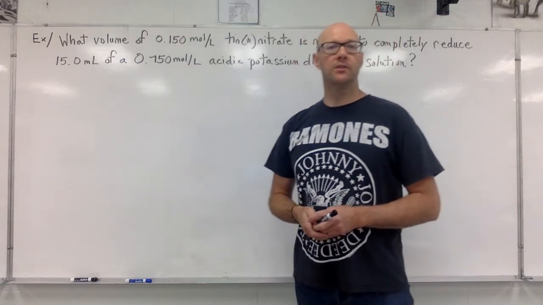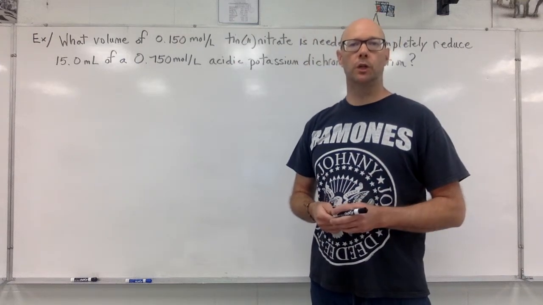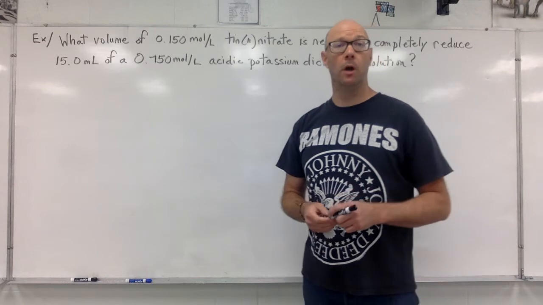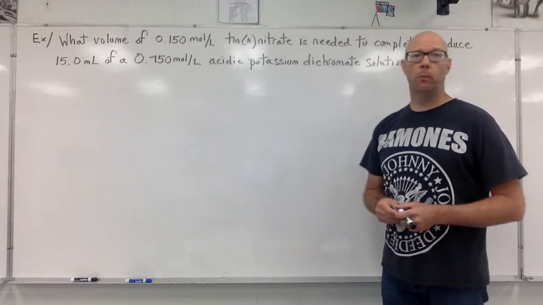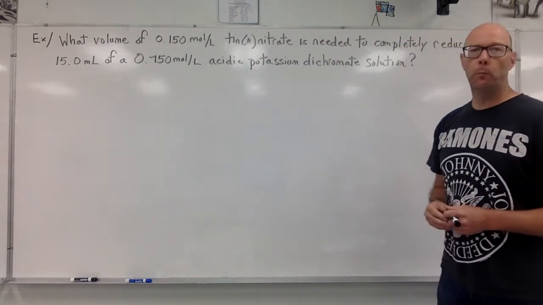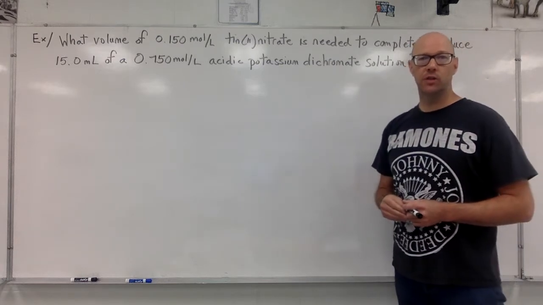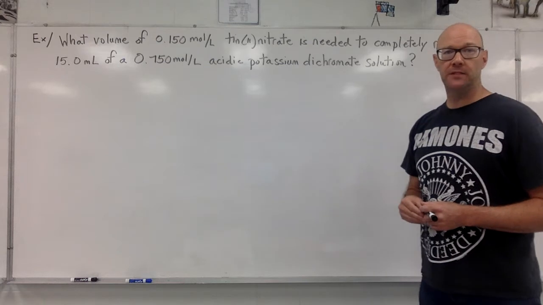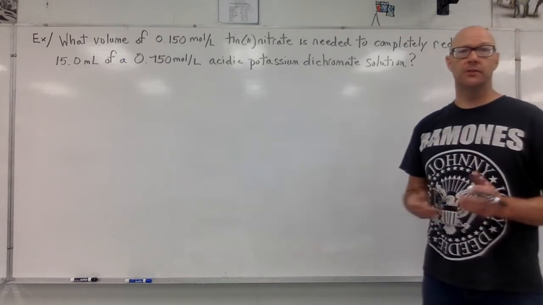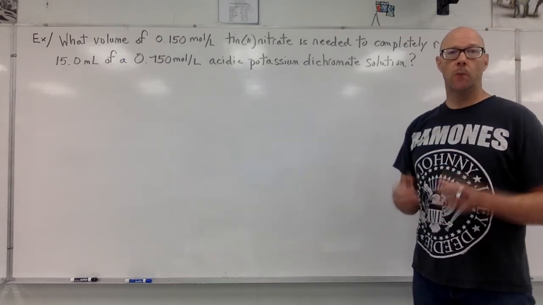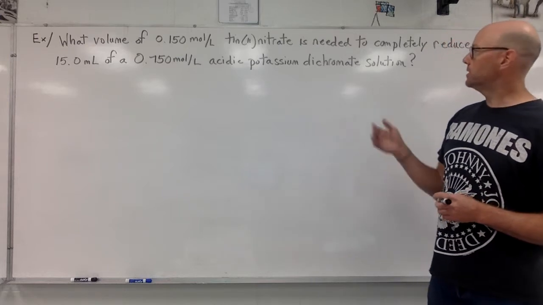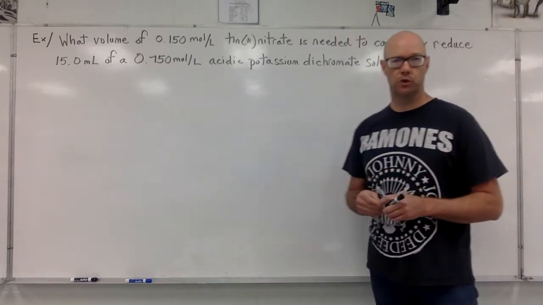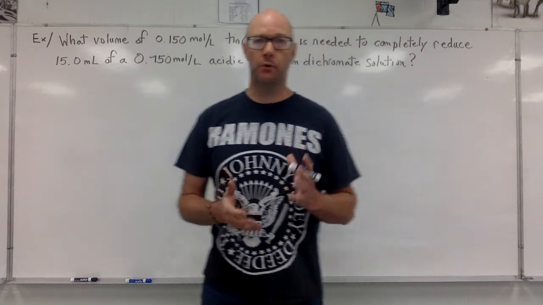Hi everyone, this is an example of a redox stoichiometry problem. Here we go. What volume of 0.150 mole per liter tin(II) nitrate is needed to completely reduce 15 milliliters of a 0.150 mole per liter acidic potassium dichromate solution? We have a stoichiometry problem.